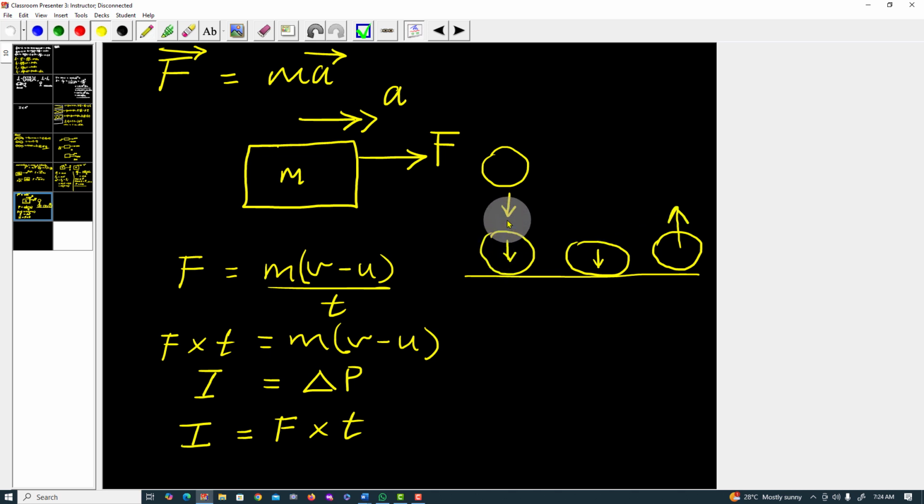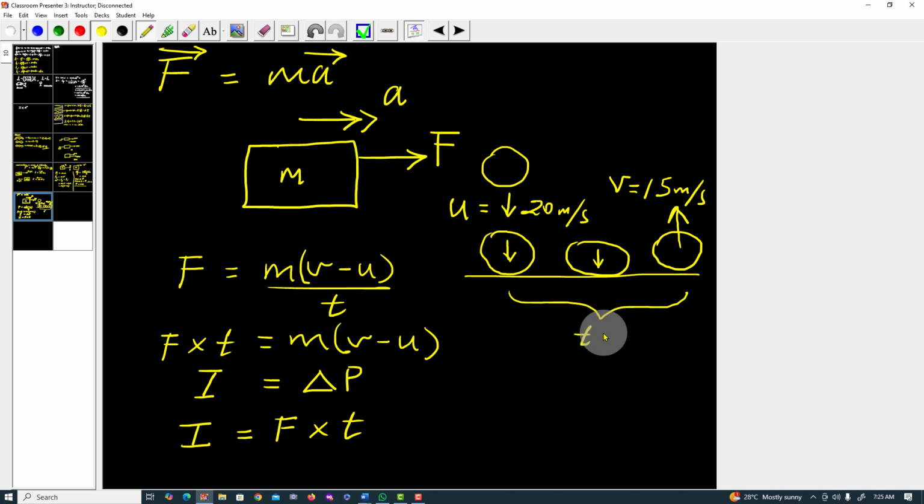Remember here, the ball is just about to hit the ground. Here it is in contact with the ground and it has momentarily come to rest. And then here it just leaves the ground on its way upwards. For example, let's assume that it hit the ground with a speed of 20 meters per second and it bounces with a speed of 15 meters per second upwards. This is the initial velocity with which it hits the ground. This is the final velocity with which it leaves the ground. And this is the time for which the ball is in contact with the ground, t.